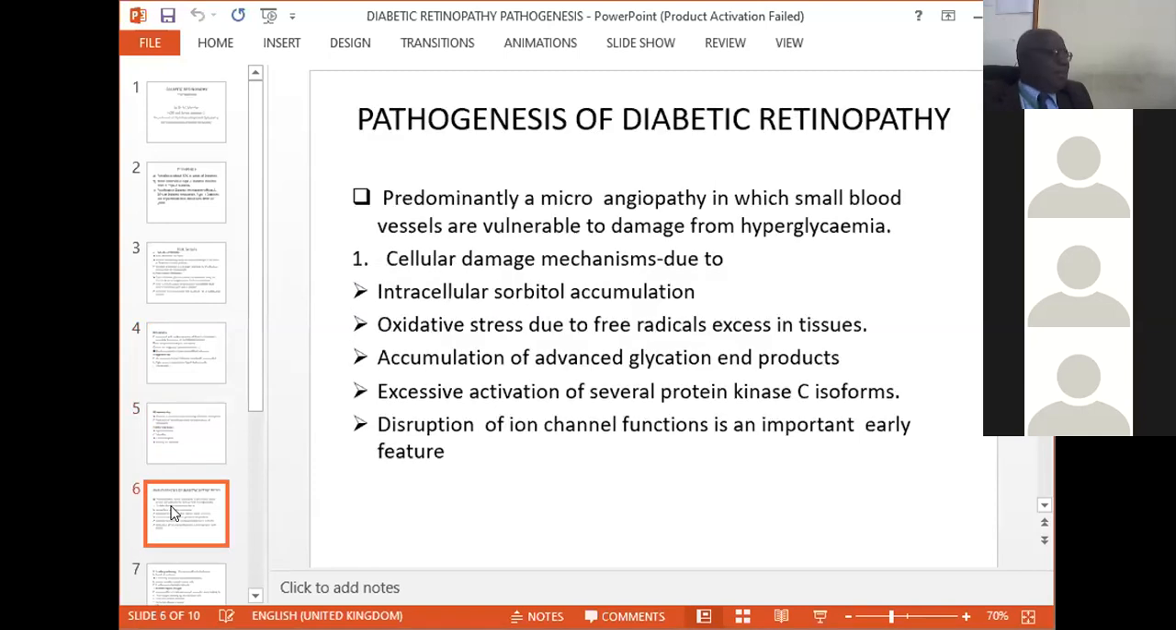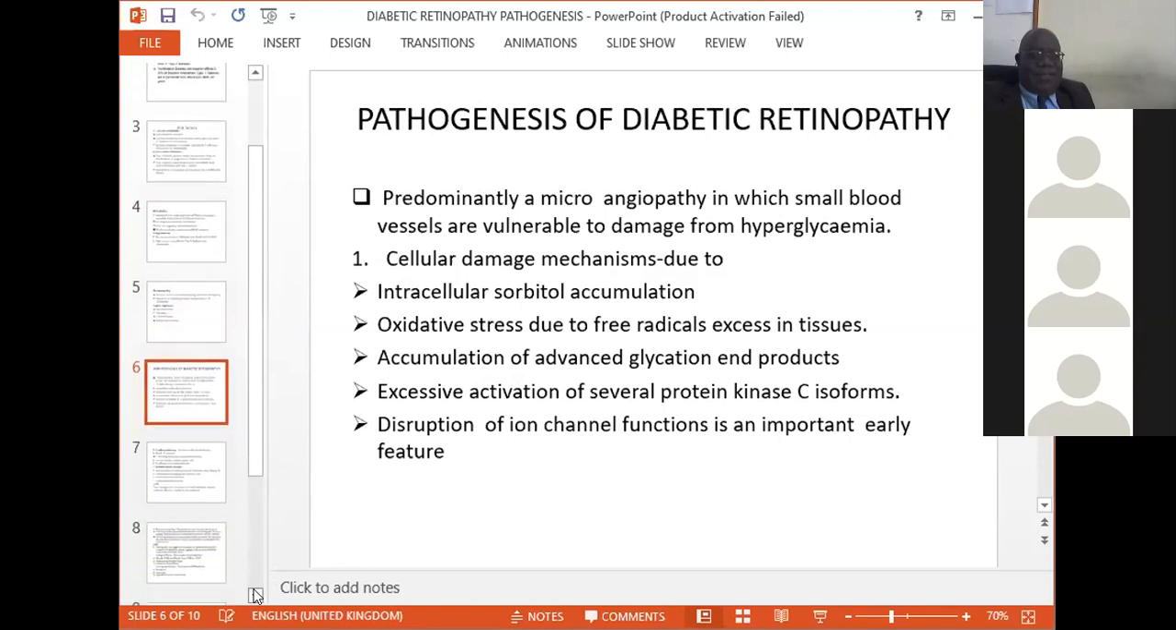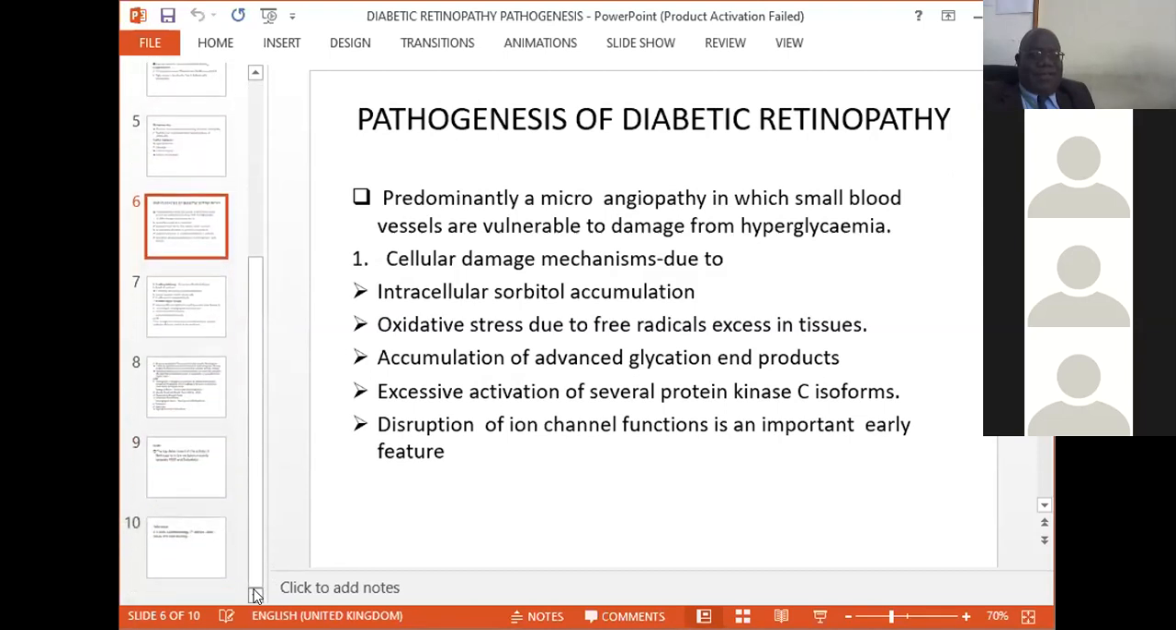How come? Pathogenesis should have come first. Oh, up to 10, okay. This should have been first.